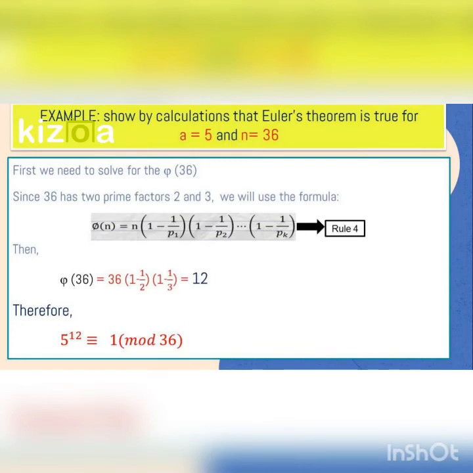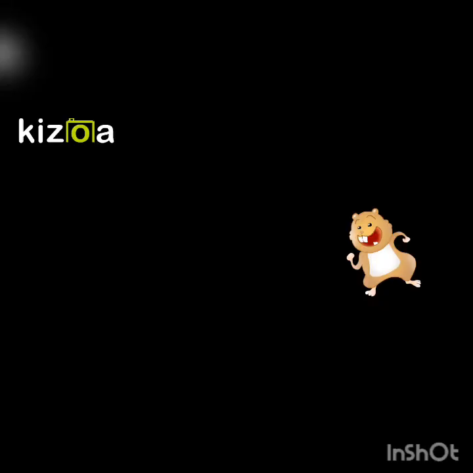Example. Show by calculations that Euler's theorem is true for a is equal to 5 and n is equal to 36. First, we need to solve for phi of 36. Since 36 has two prime factors, 2 and 3, we will use the formula that phi of n is equal to n times 1 minus 1 over p sub 1 times 1 minus 1 over p sub 2, and the product continues up until 1 minus 1 over p sub k. Then we substitute the values of a and n into the formula, which gives us the answer of 12. Since 5 and 36 are relatively prime, therefore 5 raised to 12 is congruent to 1 mod 36.